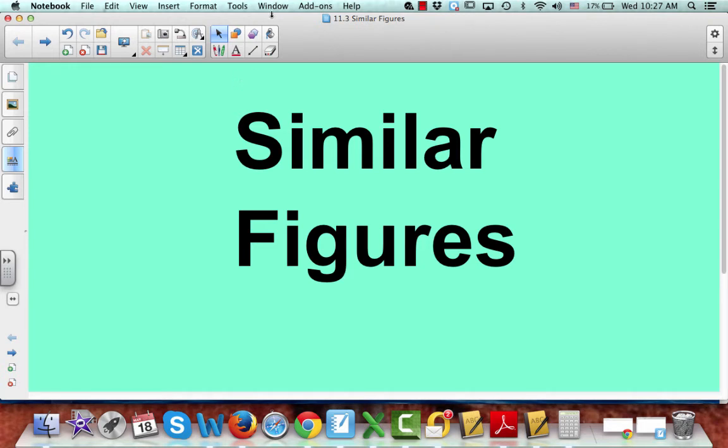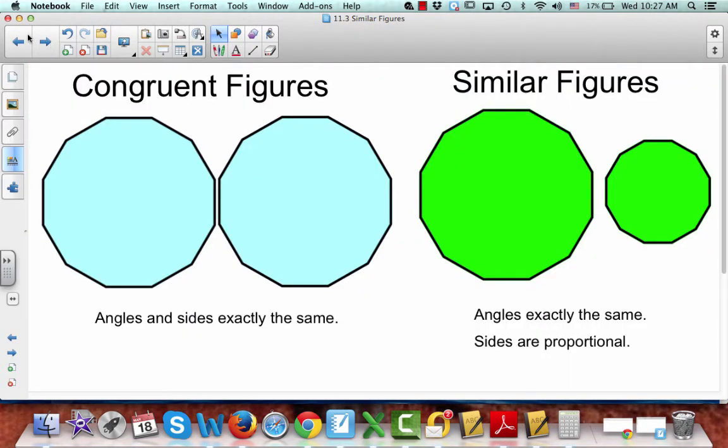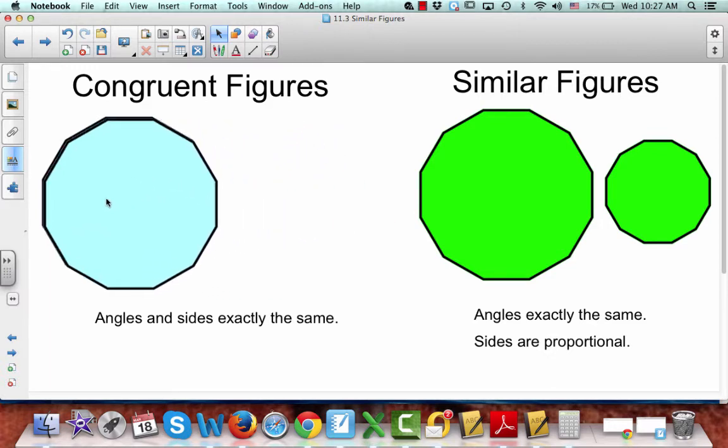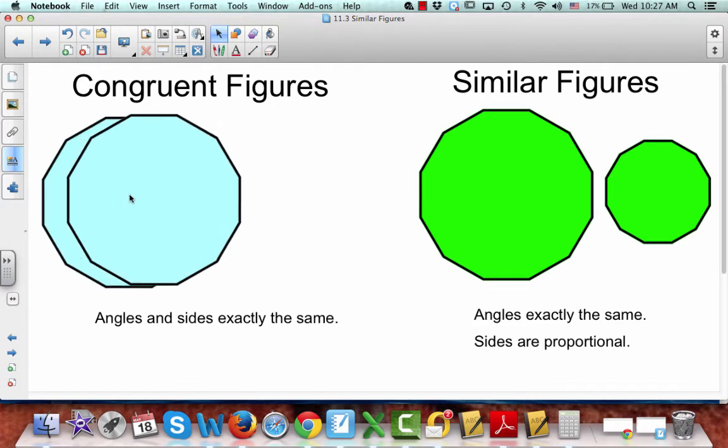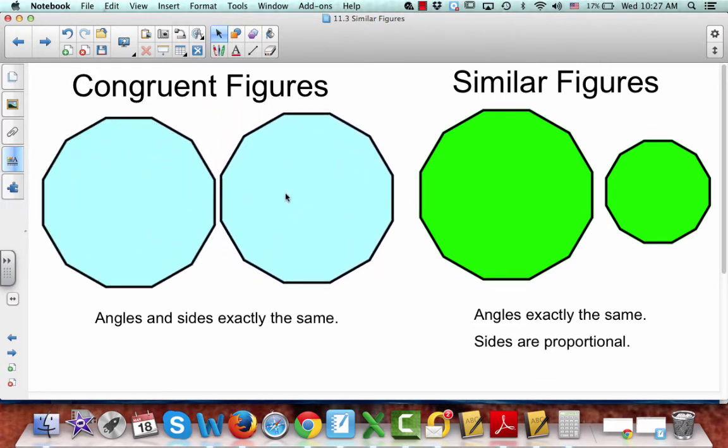We are doing similar figures. In the past you've done congruent figures, and congruent figures are exactly alike. They have the same angles, they have the same side measures. You can take one of them and put it on top of the other one and you can't tell the difference. That's congruent figures. The angles and sides are exactly the same.